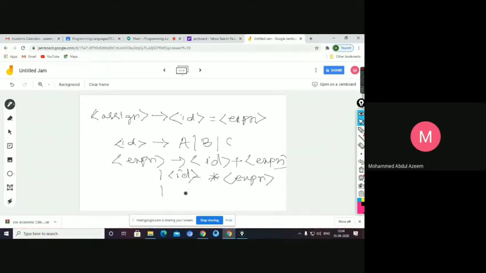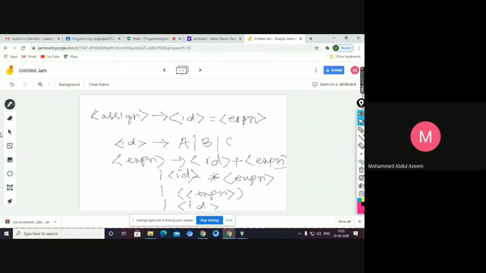I can give another definition as expression enclosed in parenthesis, or simply it could be an ID. Now we will try to understand this grammar. So I have defined a grammar here for assignment statement.